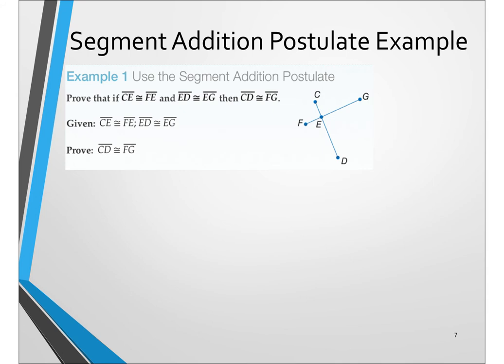All right, last proof. Now this one doesn't have any fill in the blanks, so we've got to go from scratch. Here we go. So I'm told that CE is congruent to FE and that ED is congruent to EG. Okay, and now somehow I need to get that CD, which is the whole segment, is congruent to FG, the other whole segment.